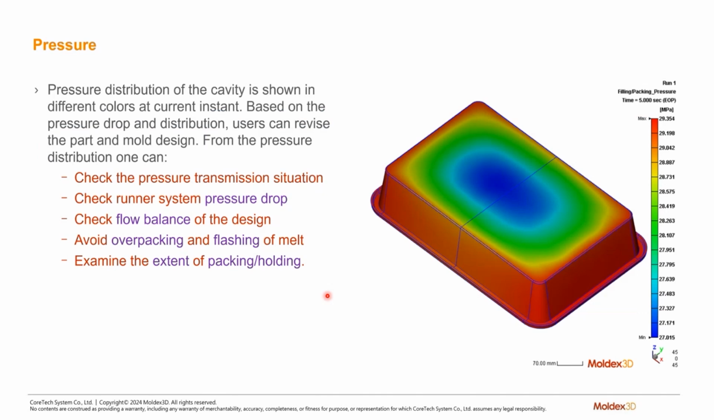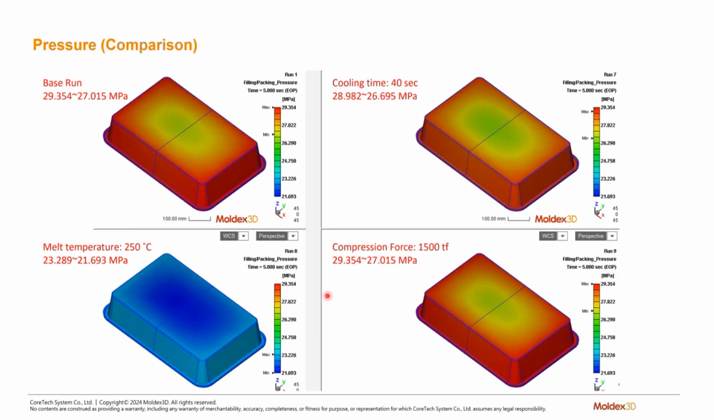The next one is the pressure. In the pressure result, we can check the flow balance, overpacking, or pressure drop. This is the comparison table. Here we see the melt temperature. We changed it to 250 degrees. The pressure result is less than the other 3 runs.